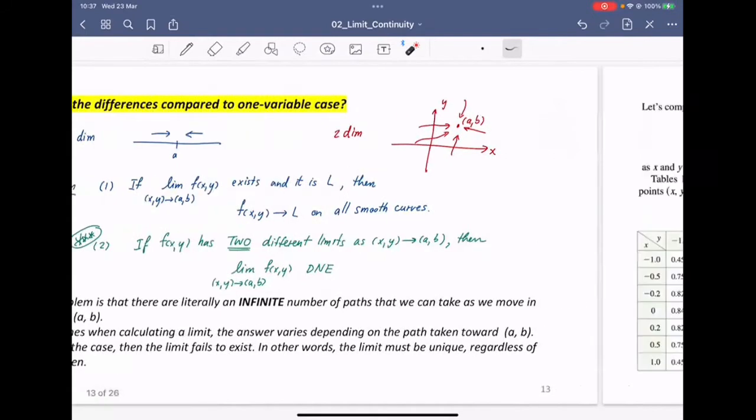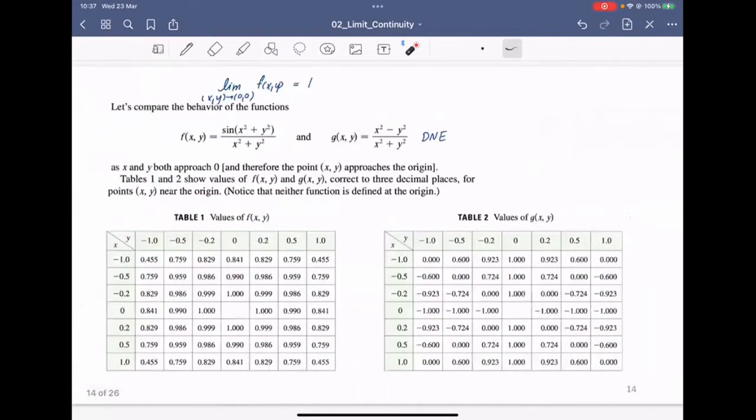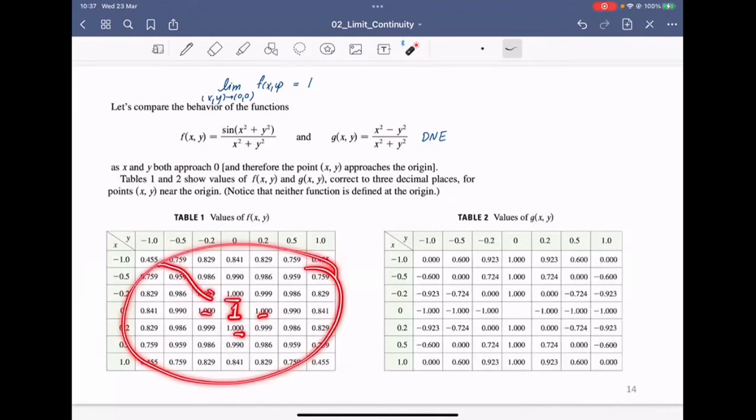Okay, so before, for example, here is an example. For f(x,y), the limit exists, because on every line you go along, as we talked about last time, the value of f(x,y) approaches 1. So at the end the limit is going to be 1, no matter which line you come in on.